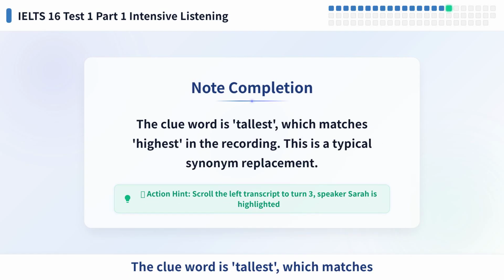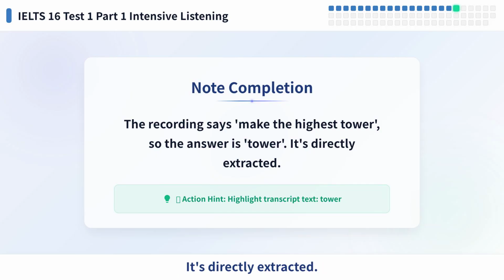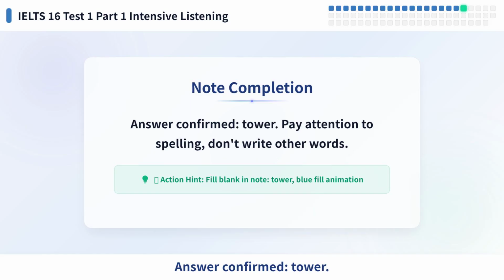In the recording, Sarah first says build model vehicles like cars and trucks, then uses but also to introduce the answer. The recording says but also how to construct animals, so the answer is animals. Don't be confused by vehicles earlier, but also shows it's another category. So the answer for question 4 is animals. Remember the spelling, A-N-I-M-A-L-S, plural form.